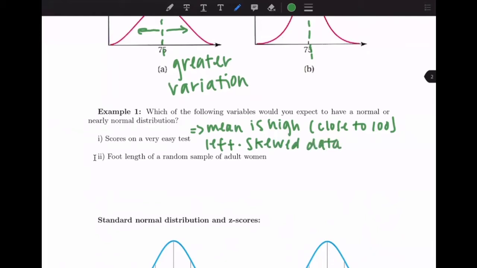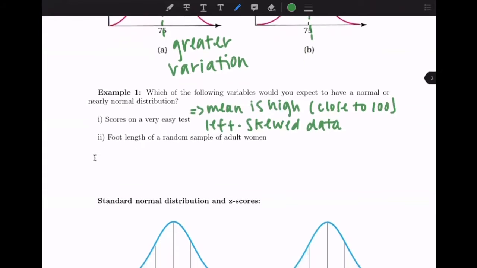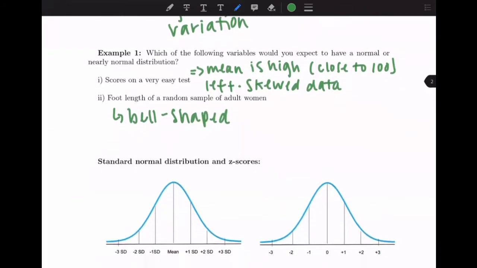And then part two, foot length of a random sample of adult women. Well, we do know that foot length is a human trait, so we expect the lengths of feet to cluster near a mean and become less frequent farther from the mean in both directions, which would give the distribution a bell shape, or be a normal distribution. So we would expect this to be bell shaped.